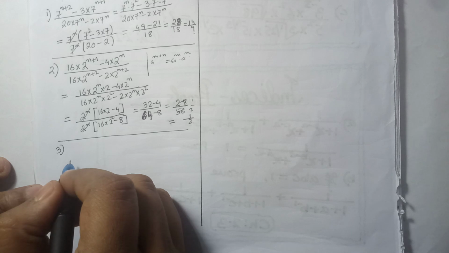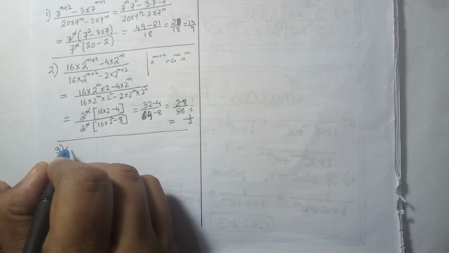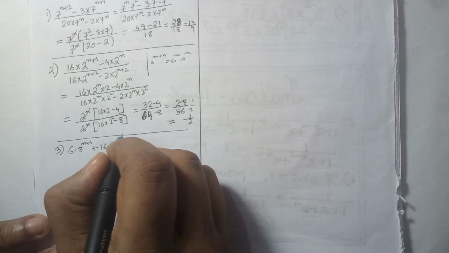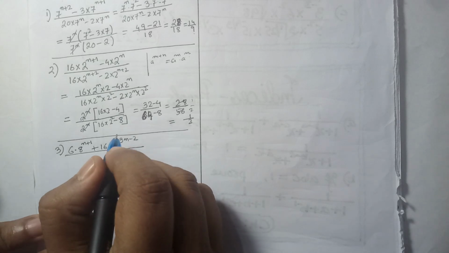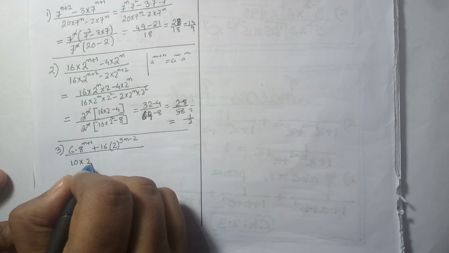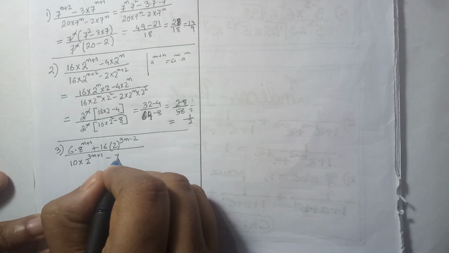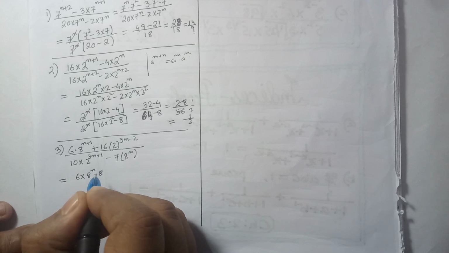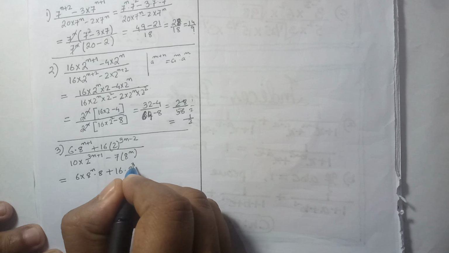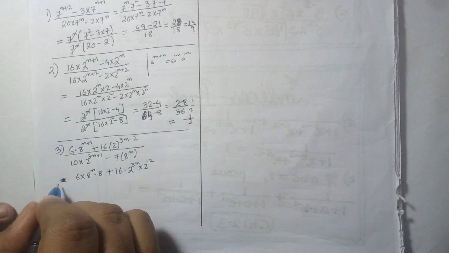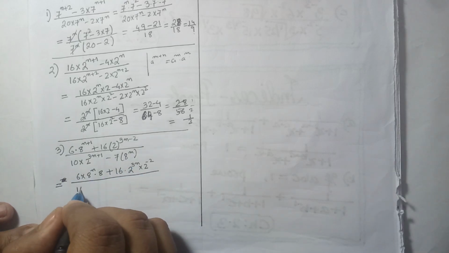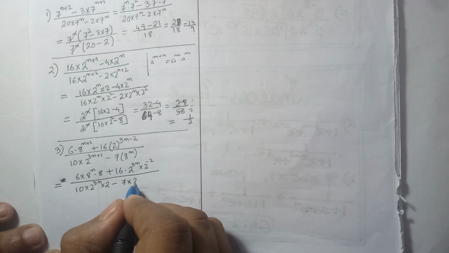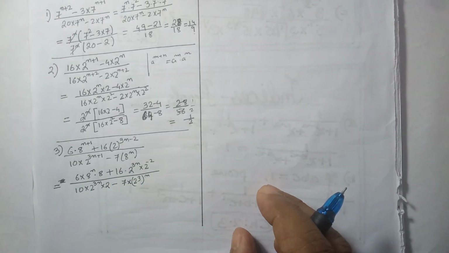3. So 3 will be 6 into 8 to the power of n plus 1 plus 16 into 2 to the power 3n minus 2, whole divided by 10 into 2 to the power 3n plus 1 minus 7 into 8 to the power of n. So 6 into 8 to the power of n into 8 plus 16 into 2 to the power of 3n into 2 to the power of minus 2, then 10 into 2 to the power of 3n into 2 minus 7 into, this is 2 cube to the power of n, I can write, isn't it?